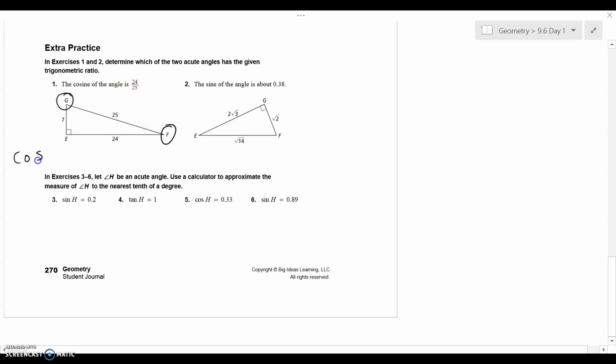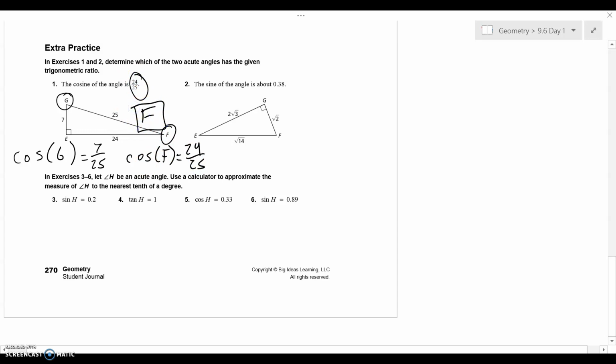So it's either going to be the cosine of G, which would be adjacent, in this case, that's 7 over hypotenuse 25. So that's not it. Or it's going to be the cosine of F, which would have an adjacent of 24 and a hypotenuse of 25. So that's the one that gets us the 24/25. So our answer would be F. And that's a pretty straightforward question.